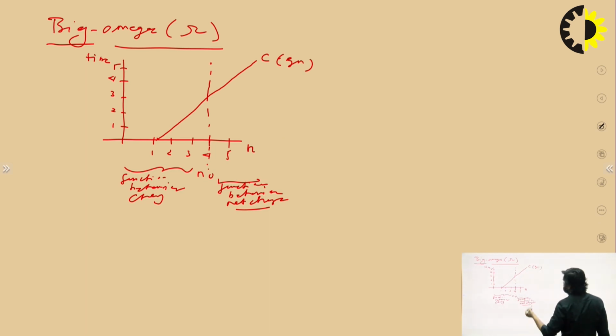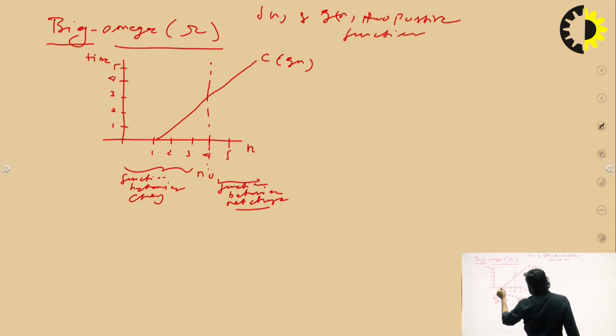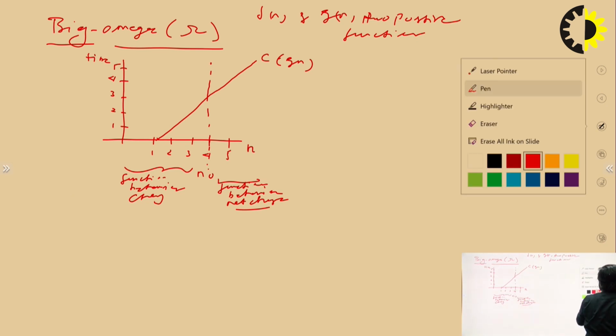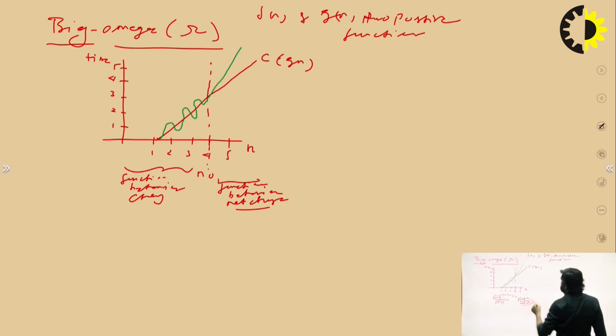We take two positive functions, f of n and g of n. Next we take f of n in another color. Here the f of n function behavior changes, sometimes up and sometimes down, but after n naught the behavior does not change. That is f of n. Okay, now observe it.